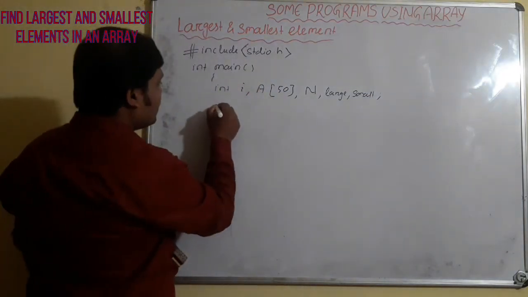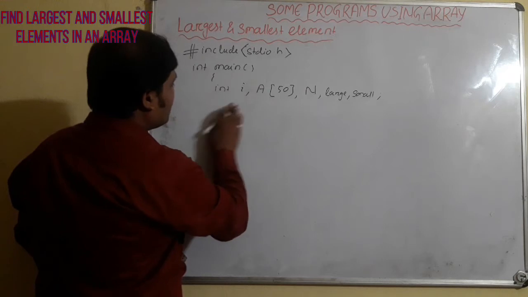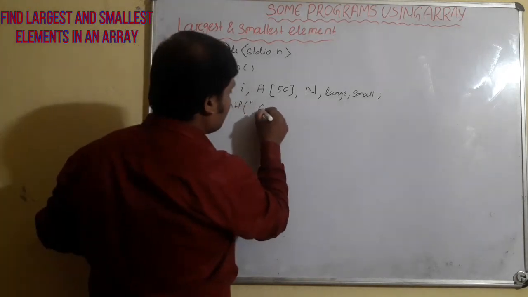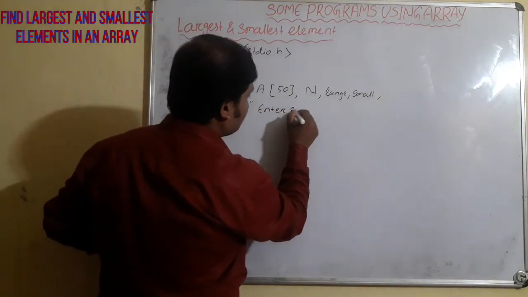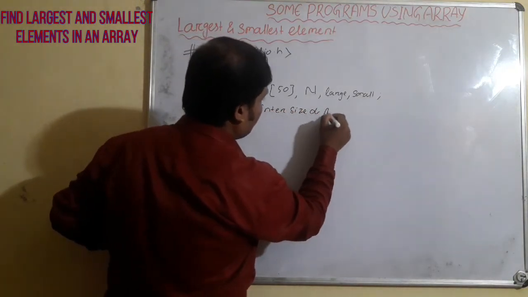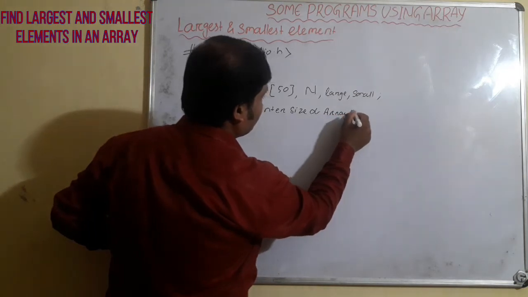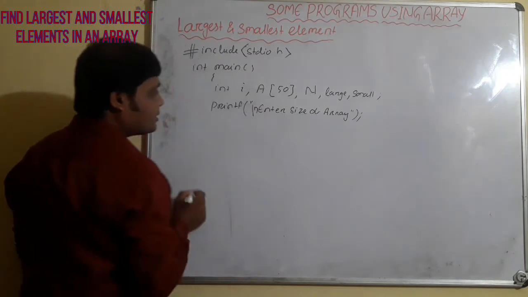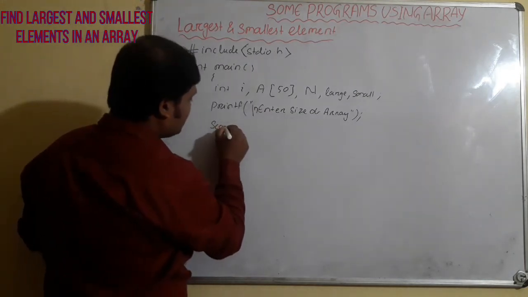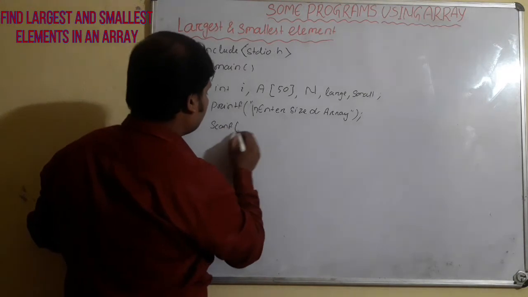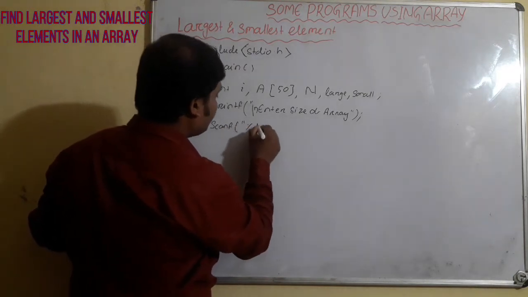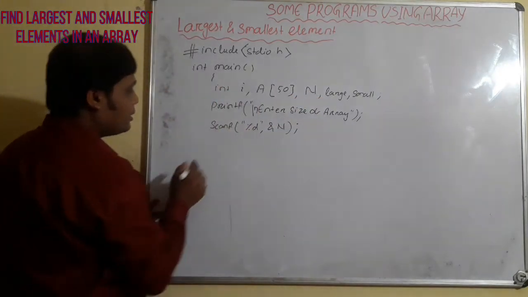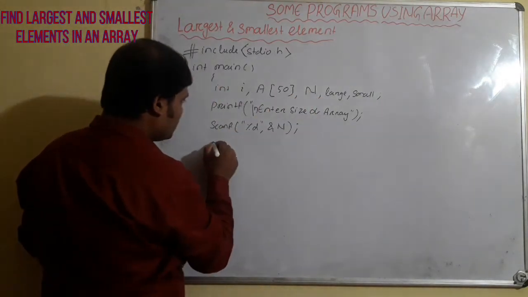Clear? Then I have to give one printf statement, a message: enter size of array. First I have to input this n, the value of n. You can take backslash n also. Then scanf %d, then &n. I have to input the value of n, then according to n I will take the loop.